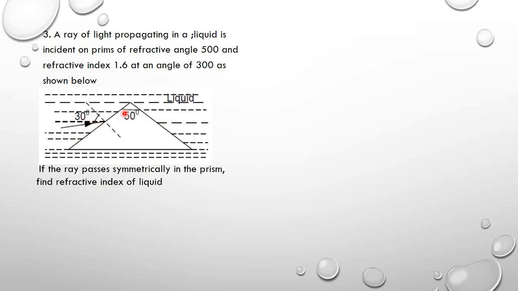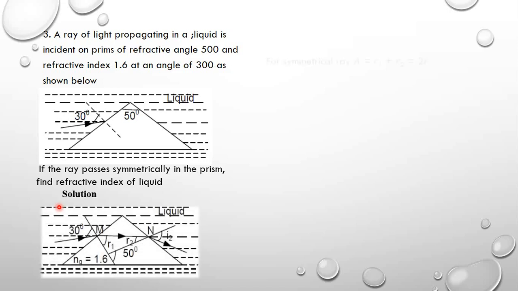Now, since they've given us the refracting angle, we can get the angle of refraction. Since we know that it's passing symmetrically, R is equal to A divided by 2, which gives us 50 divided by 2, which is 25. So the angle of refraction is going to be 25. Using the angle of refraction and the angle of incidence that has been given as 30, and we have the refractive index here, we can get the refractive index of the liquid. That's one way.